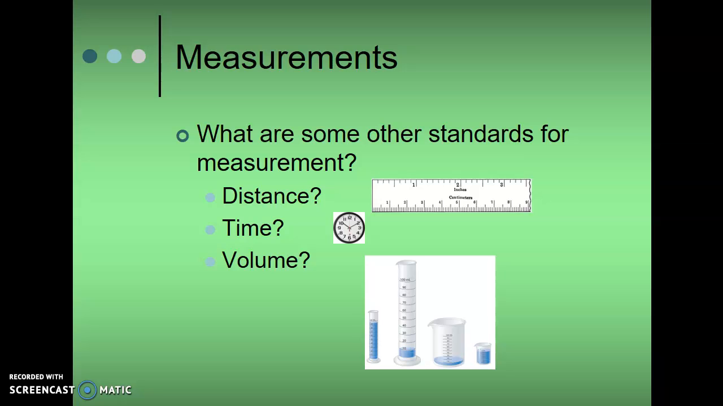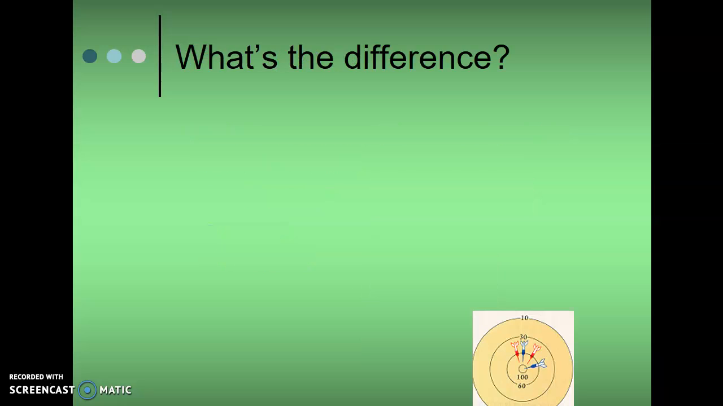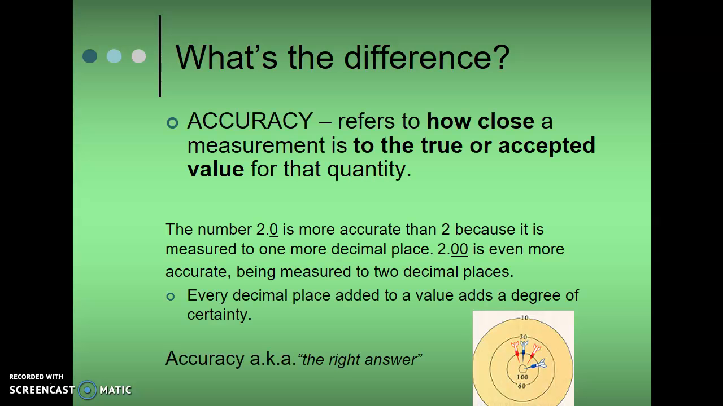Time is universal. So no matter if it's the English or the metric system, time is always going to be measured in the most basic unit, which is seconds. And for volume, specifically in chemistry, it is the cubic centimeter, and that can also be converted into the milliliter. So that is also a unit that we use to measure volume. So what's the difference between accuracy and precision? We're going to figure that out now with our definitions.